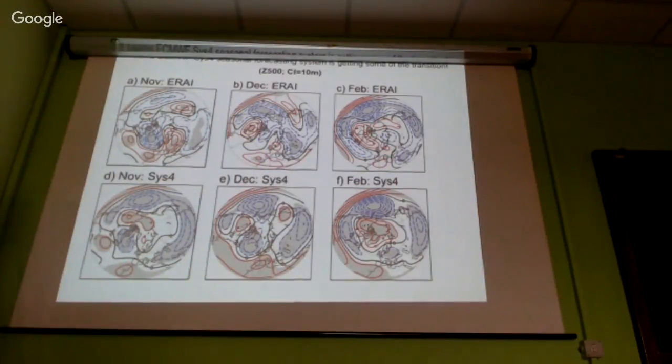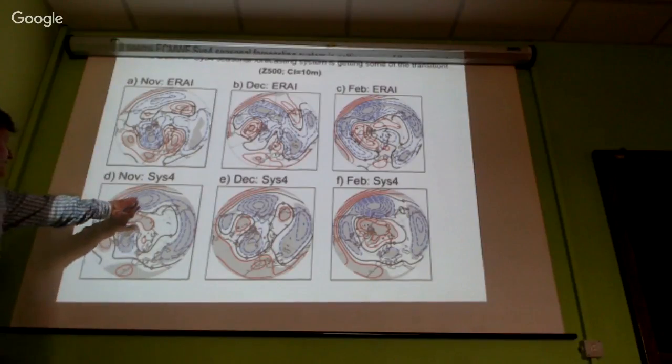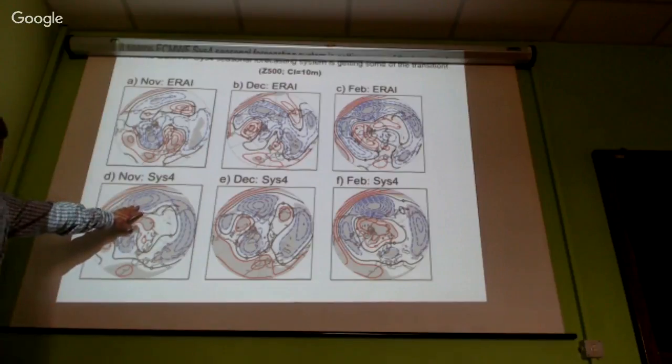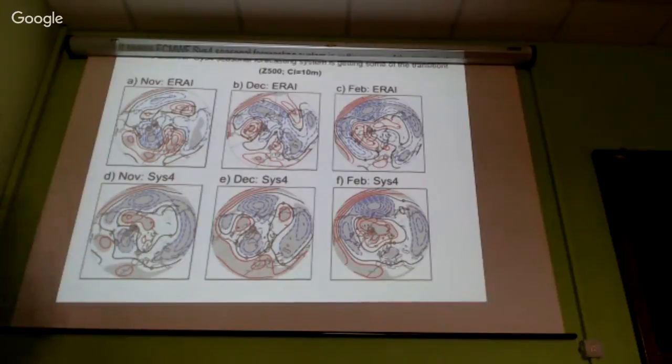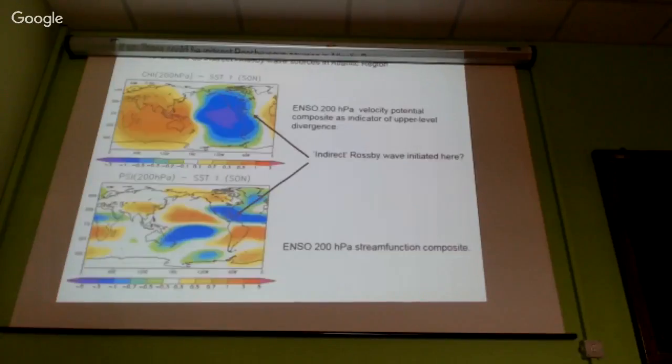Maybe if there are biases in the middle, one bias is that the wave train from the Pacific is perhaps too strong in November already, whereas in the observations it looks very weak. But this seems to be a bias of many models, actually. So what could be the reason? In fact, I don't have an answer, but one idea would be that it's actually a tropical teleconnection.